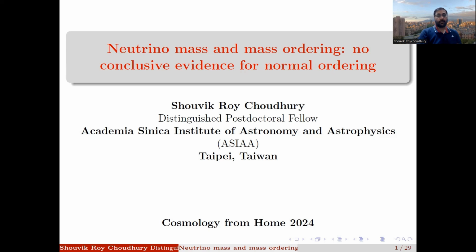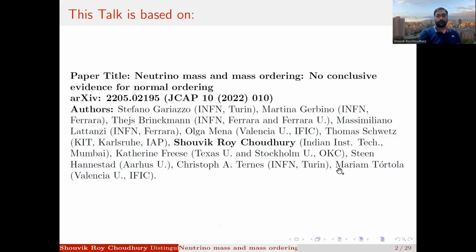Taiwan, and I'll talk about neutrino mass and mass ordering, constraints from cosmology, neutrino oscillations, and beta decay combined. This talk is based on the following paper of the same title, which was written around 2 years ago, and the lead author was Stefano Gariazzo.